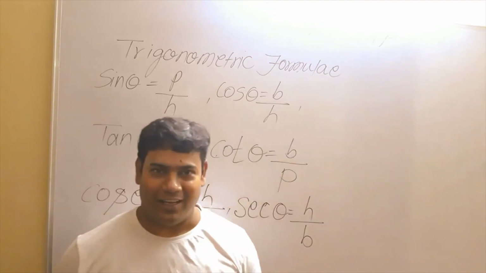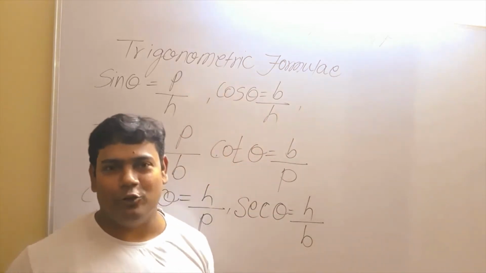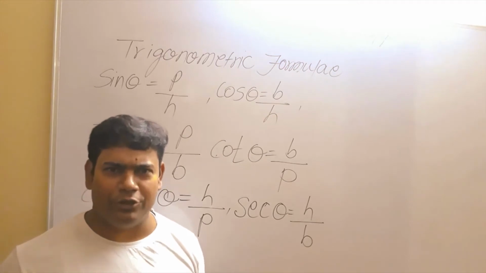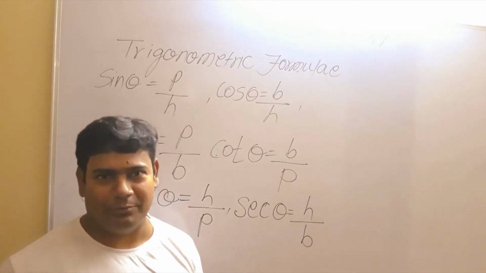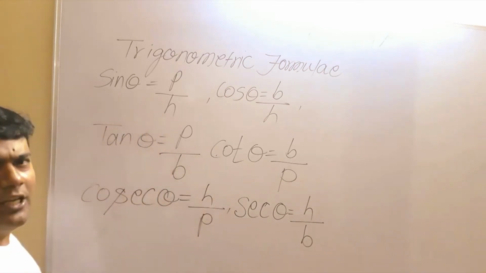Hello everyone. Today we are going to learn trigonometric formulae. You already know that there are 6 basic ratios in trigonometry with the help of which we can solve any sort of questions. What are those 6 formulae? The first one is sine theta.